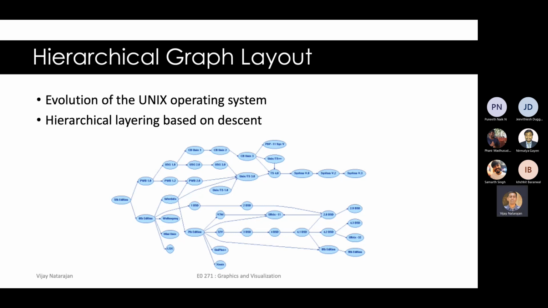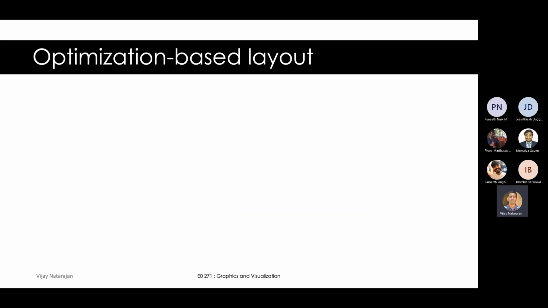Tracking graphs is an interesting example. And here, the example here is the evolution of different versions, in this case of Unix. You can imagine the version control graph is another example. It's very similar to the graph that you see here.